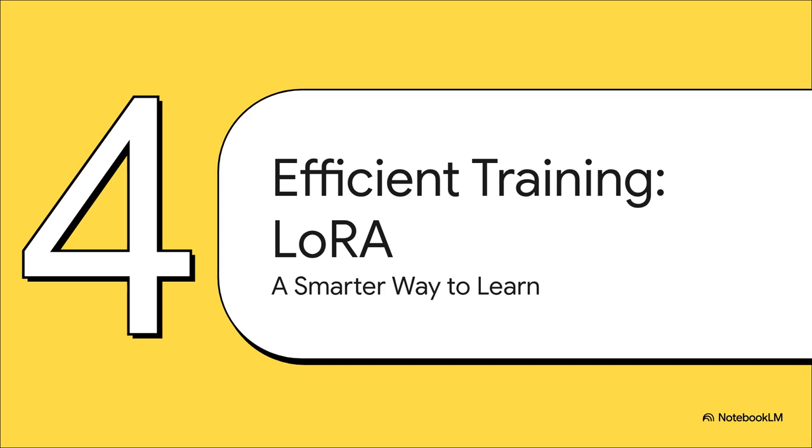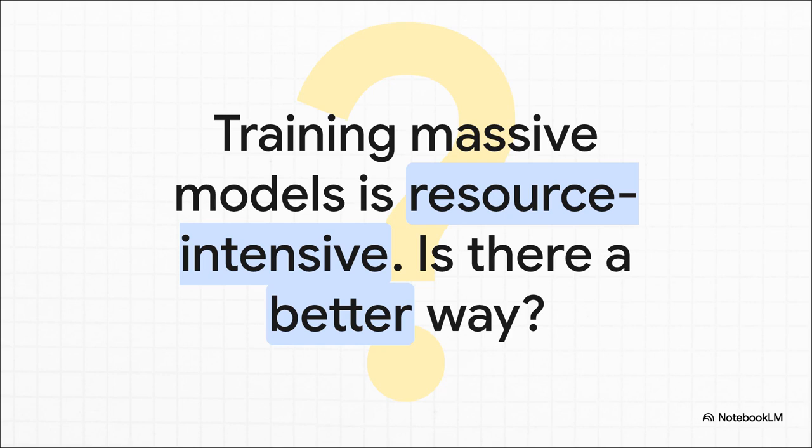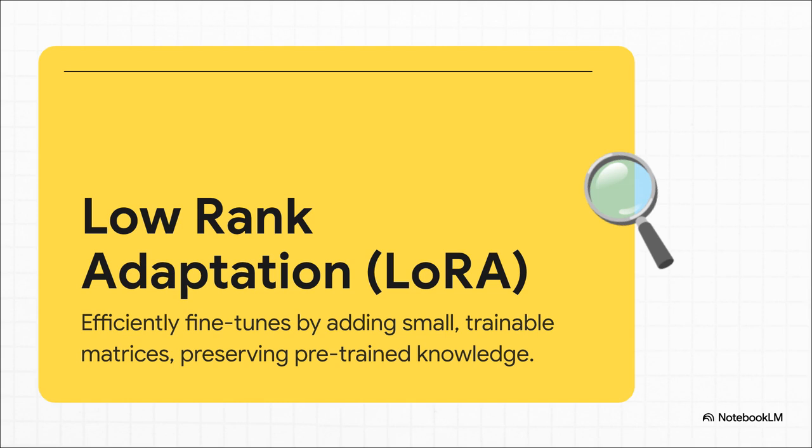Now, as you can probably guess, retraining one of these giant AI models takes a ton of computing power and resources, and that, of course, is a huge challenge. So the question is, is there a smarter, more efficient way to get this done without needing your own personal supercomputer? And thankfully, the answer is a big yes. It's a really clever technique called low rank adaptation, or LoRA. Here's how it works. Instead of retraining the entire massive model, which is super expensive, LoRA freezes all the original knowledge. Then it just adds a few small new layers on top that are trainable.